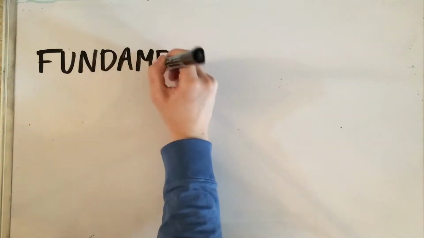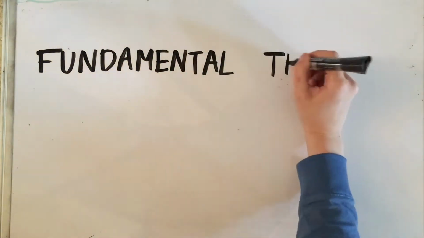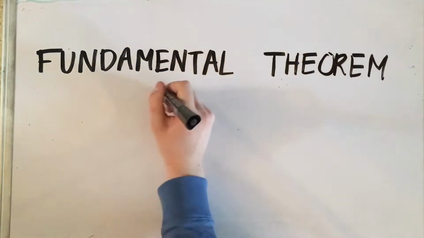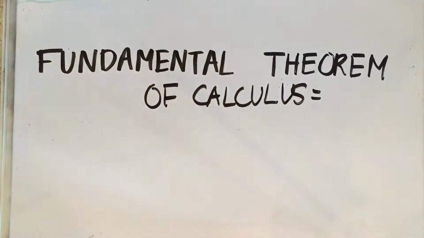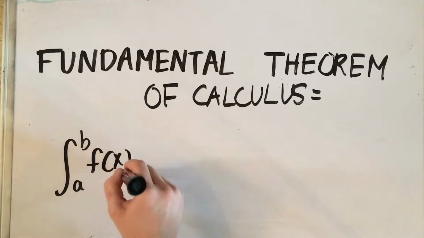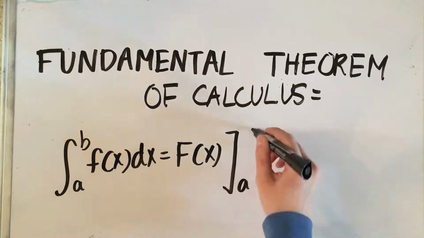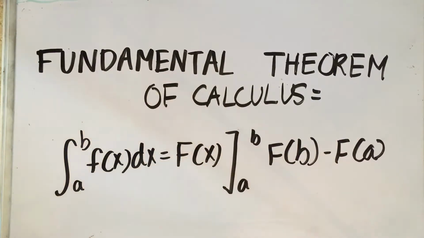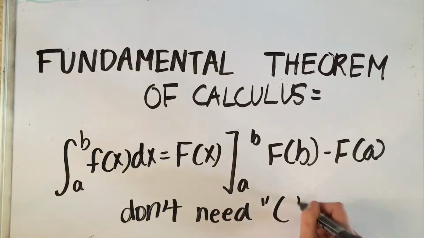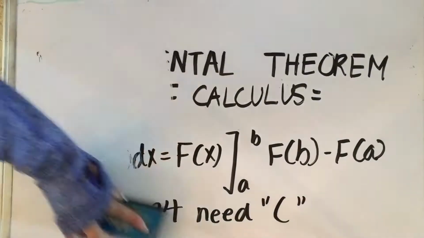Now we are going to go over one of the most important theorems of calculus, the fundamental theorem of calculus. This theorem states that the integral from a to b of a particular function f of x equals the integral of that function from a to b. The brackets denote the substitution of those limits. You subtract the lower from the upper. Remember, you do not need c.